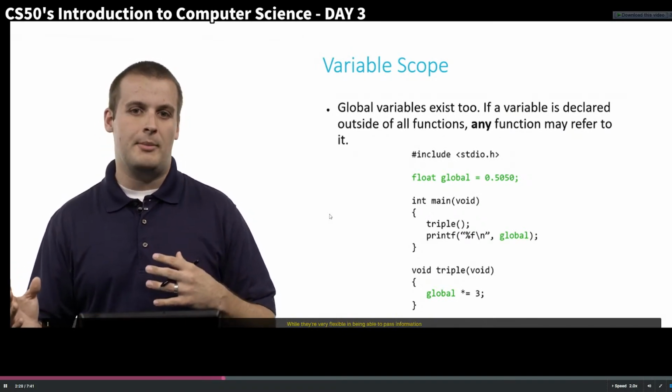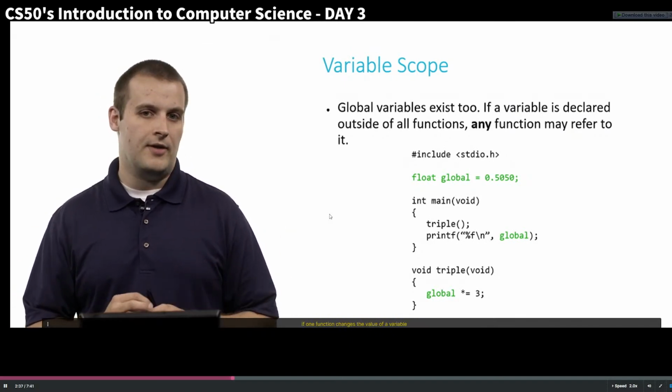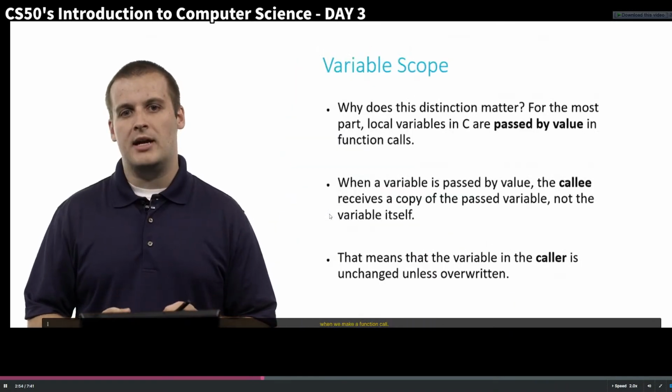While they're very flexible in being able to pass information around so that every function can use it, it can also have some dangerous consequences if one function changes the value of a variable before you expect it to be changed. Why does this distinction matter? Why do we care whether some variables are local and others are global? Well, for the most part, local variables in C are what's called passed by value when we make a function call. What does that mean?